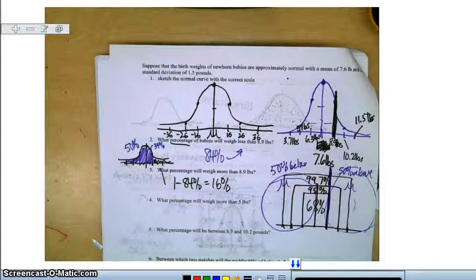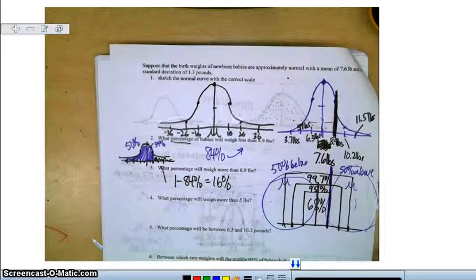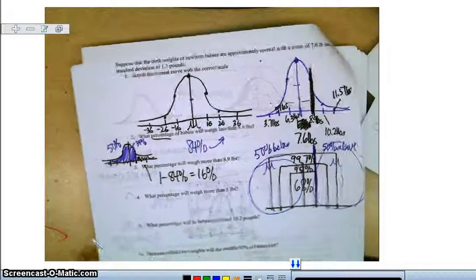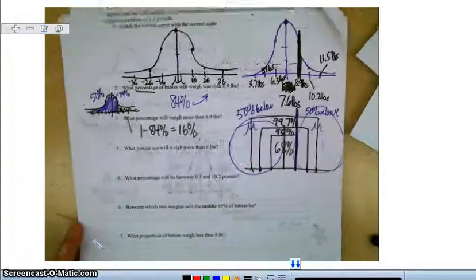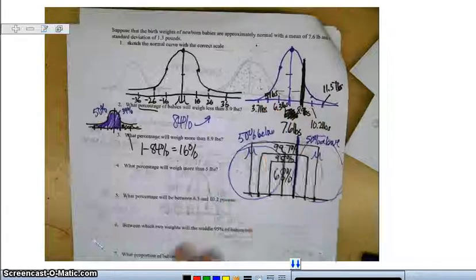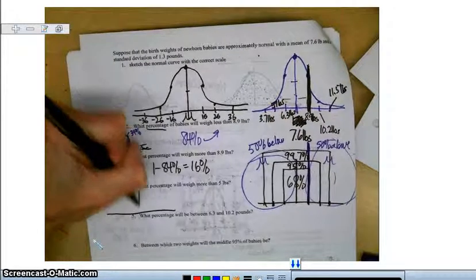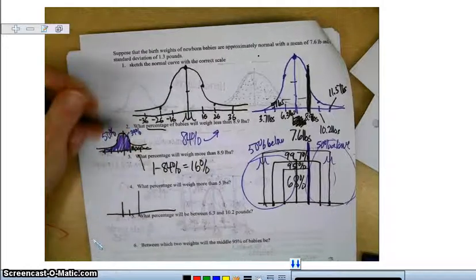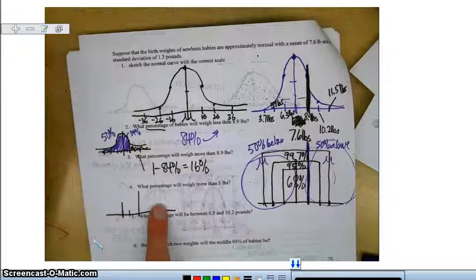All right, what percentage will weigh more than 5 pounds? Okay, well, more than 5 pounds. 5 pounds does happen to be a value on our curve too. It happens to be right here, 2 standard deviations below the mean. So 1, 2. So I need to shade everything above that. I'll finish this up on the next video.